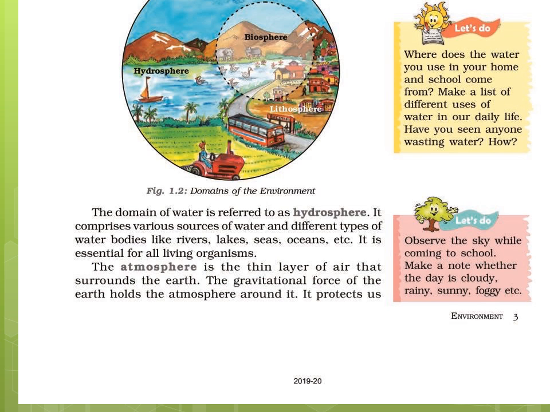Lithosphere is the solid crust or the hard top layer of the earth. It is made of rocks and minerals covered by a thin layer of soil. Lithosphere contains landforms such as mountains, plateaus, and plains. Lithosphere is the domain that provides us forest, grasslands for grazing, land for agriculture, and human settlement.